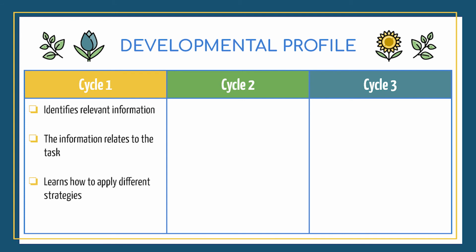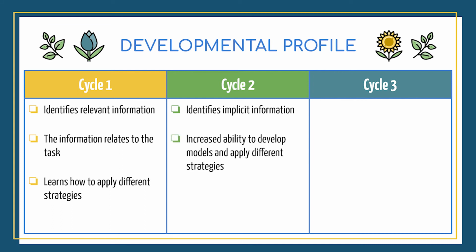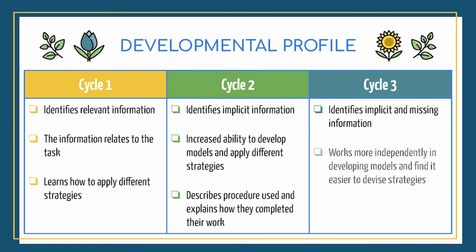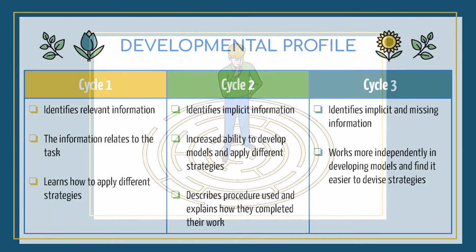The students in cycle 2 will have had experience solving these problems. So they will move on to learning how to identify implicit information and continue to increase their ability to develop models and apply a variety of strategies. These students will learn how to describe their steps and explain how they went about their work. In cycle 3, students will learn how to decode problems that involve recognizing situations in which information is missing. They should move towards independently developing models and coming up with strategies to solve the problem.